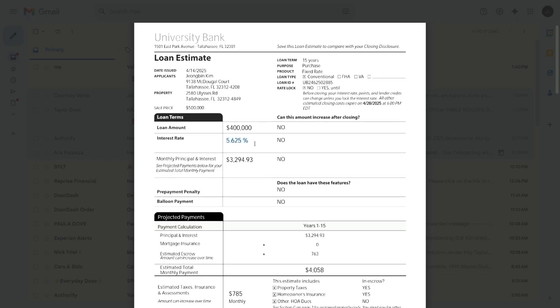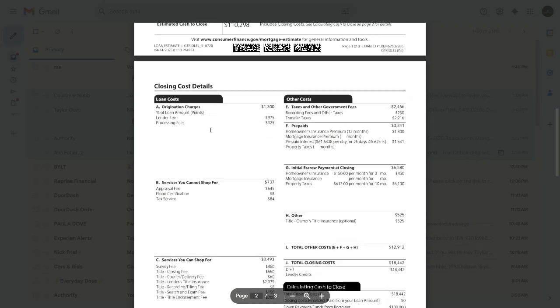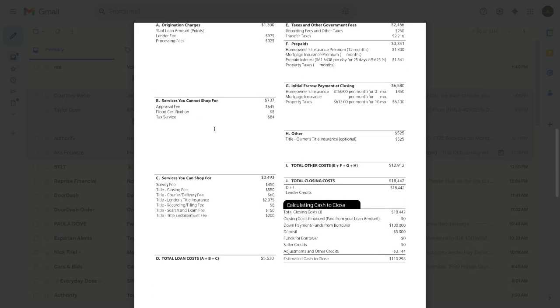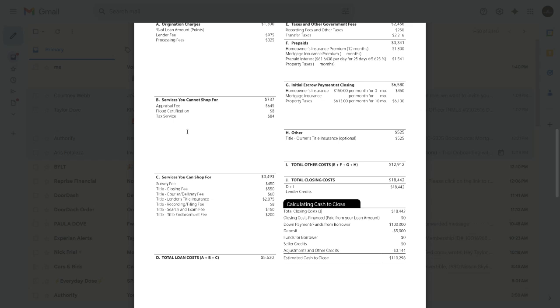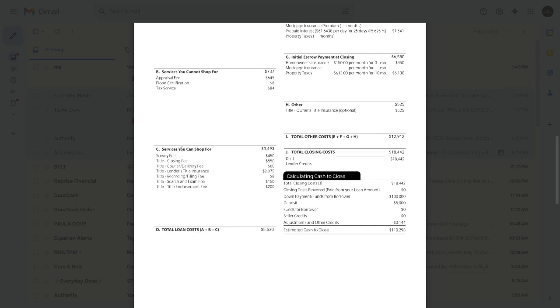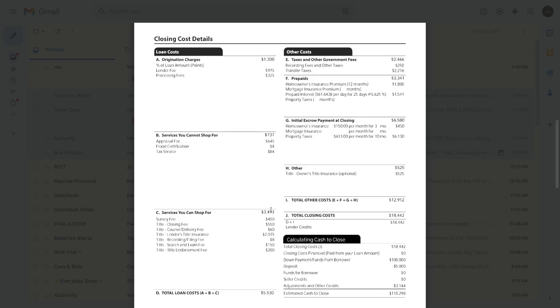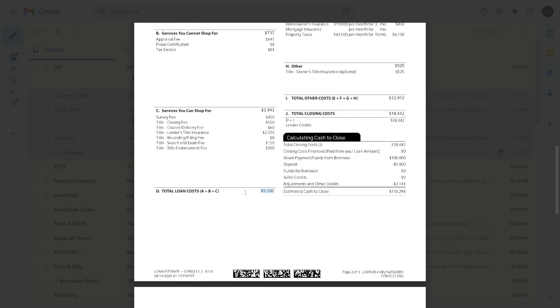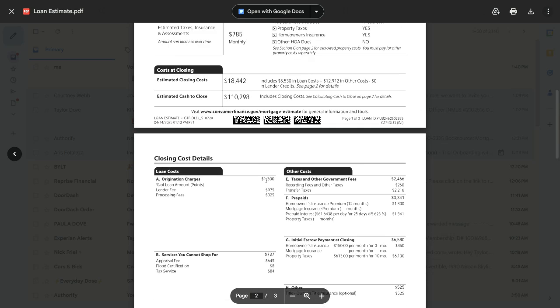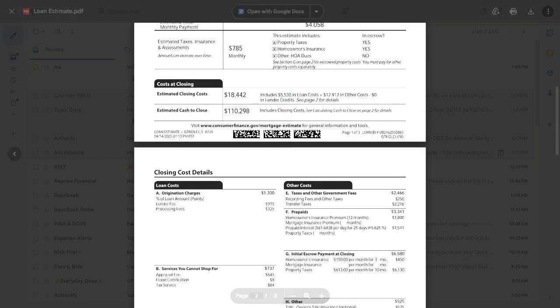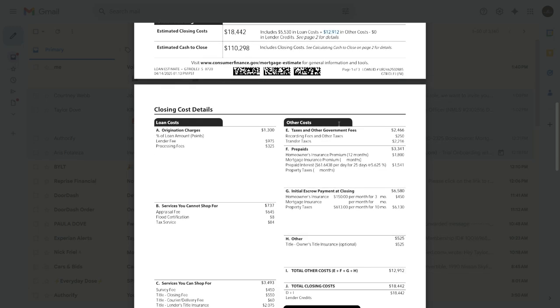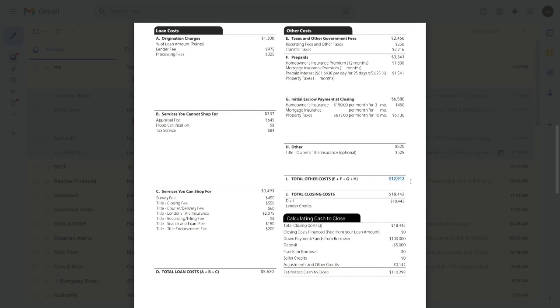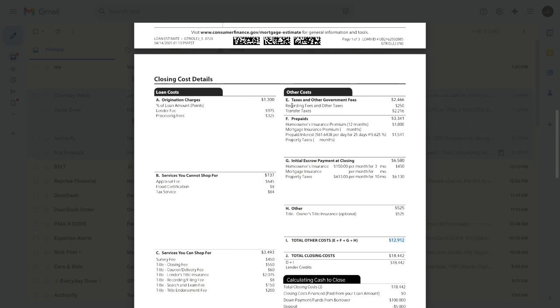So going back down here, section B is going to be things you can't shop for, which is appraisal fee, etc. And then these are services you can shop for, meaning which title company you want to use. The next section, before I move on, all this A, B, and C equal this 5530, which is going to be this number. And this 12912 is going to be right here, which is the cost of all these sections, which this is just the recording and transfer tax fees.